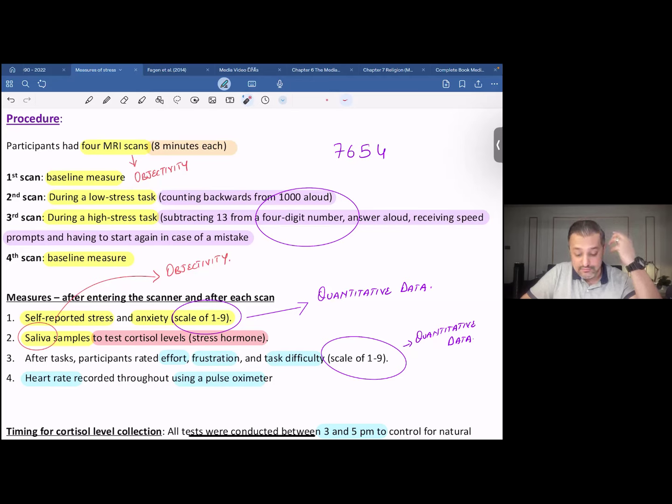You might as well just pause this over here and try doing this on your own. You'd realize that this does end up causing stress. Any 4-digit number, just keep on subtracting 13 out of it really, really quick. Imagine there's this loud speed prompt that you're receiving, which pressurizes you to do it faster every time. The fourth scan, we'd also refer to this as a baseline measure. This was the reference point to compare. So for the experimental group, we're talking about 4 different scans.